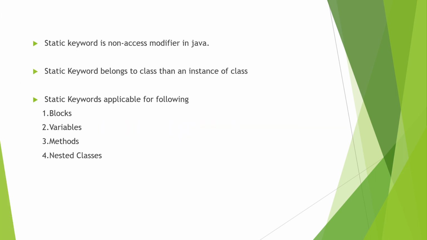First of all, the static keyword is a non-access modifier in Java, and it belongs to the class, rather than an instance of a class. So we can directly access a static variable with the class reference. No need to create an object of it. The static keyword is applicable to the following things in Java: blocks, variables, methods, and nested classes. We'll go one by one.